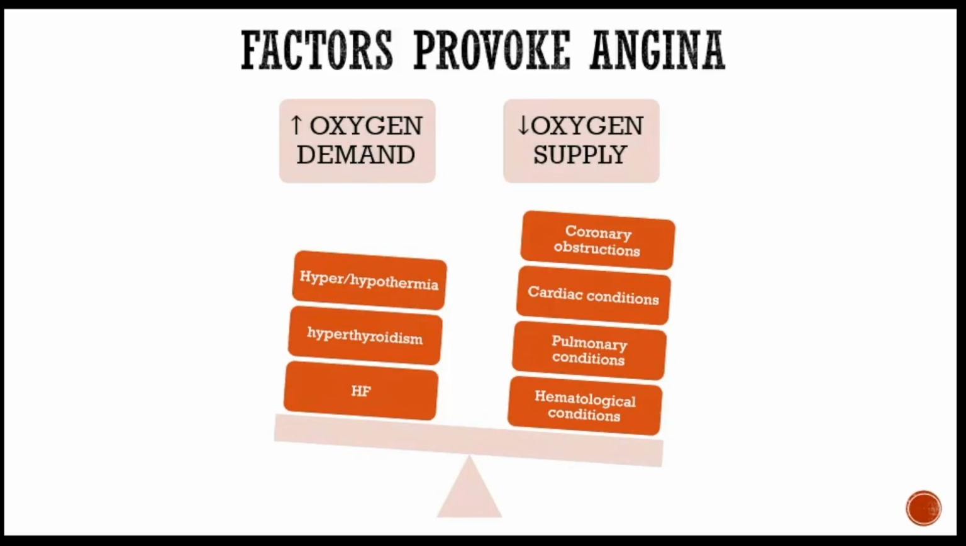And heart failure, if the patient has tachycardia or sympathetic toxicity, these are the other reasons where the oxygen demand can be increased. Now, let's have a look at what are the situations, conditions which decrease the oxygen supply.